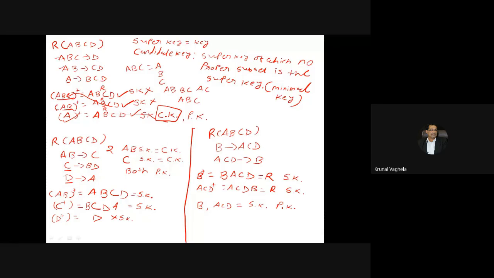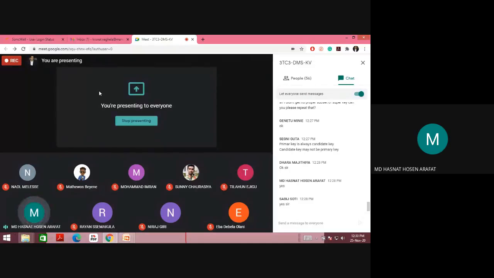So AB itself is a key. So ABC is not a candidate key. Now the subsets of AB: what are the subsets of AB? A, B, and AB. Out of the three, is anything a key? Yes, A itself is a key. So AB is also not a candidate key. But what is the subset of A? Only A, right? So A is the candidate key. So when you have a super key and a subset of that super key is itself a super key, then it is not a candidate key. Simple. Clear? Okay, got that. Thank you.